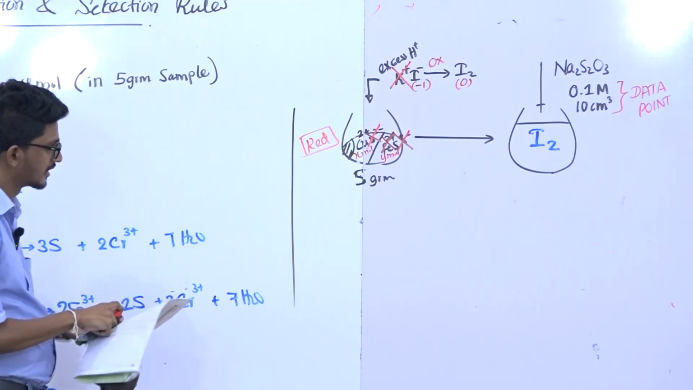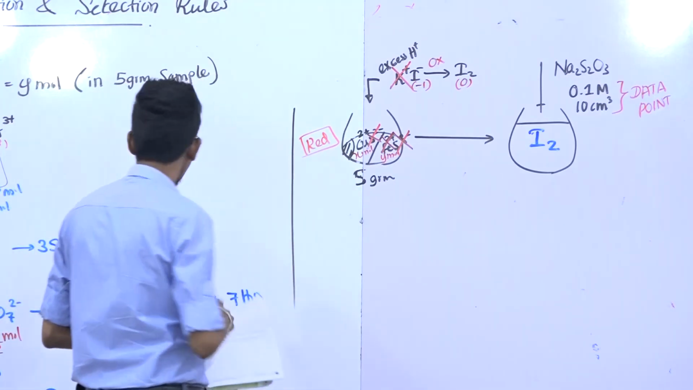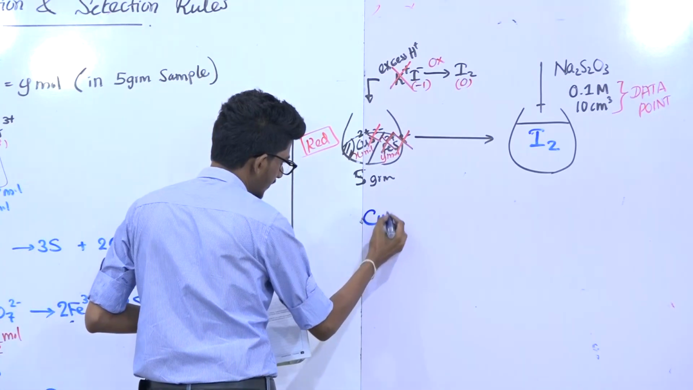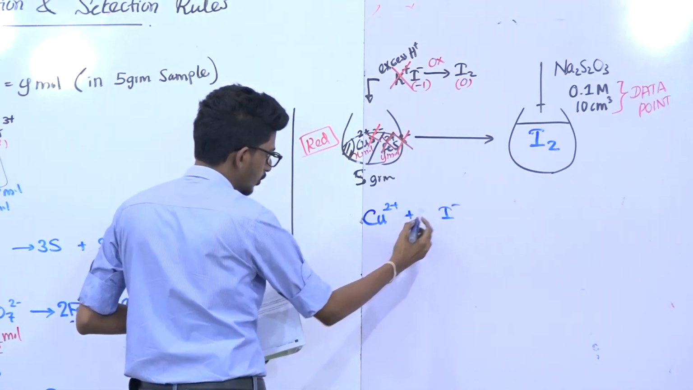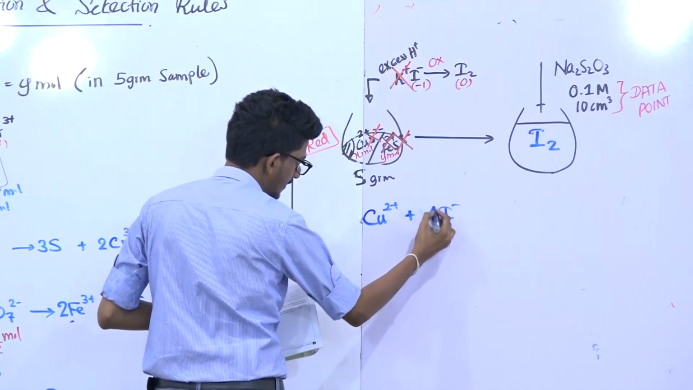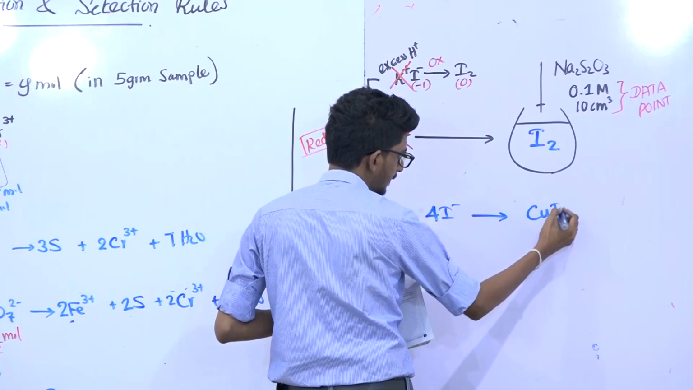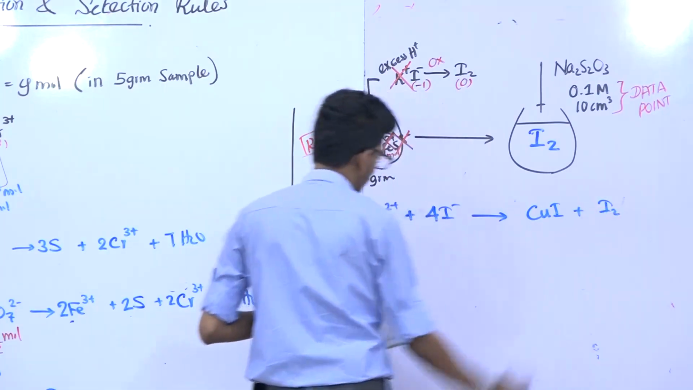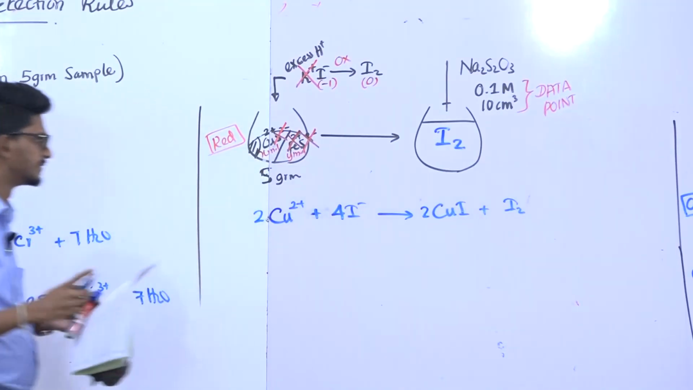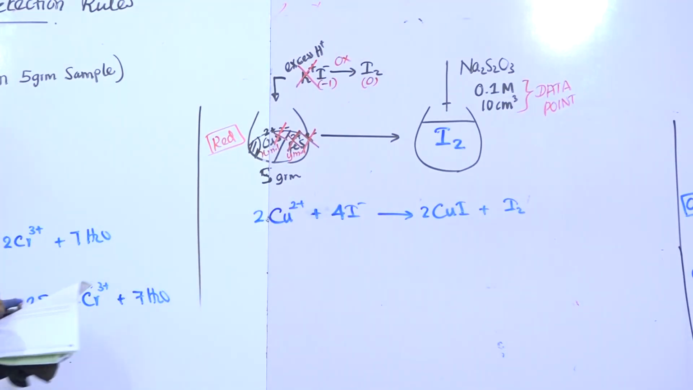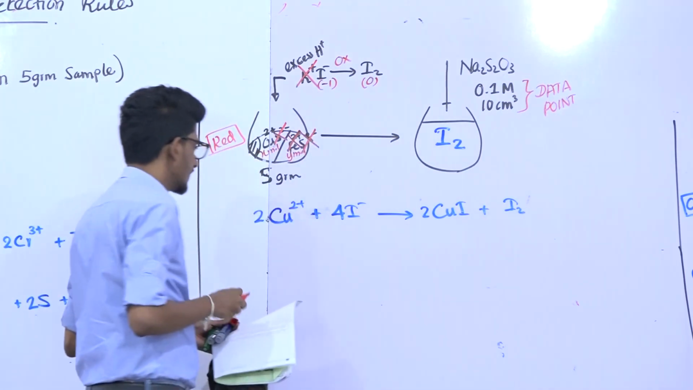Let's write the reaction. Copper 2 plus reacting with I minus. We know this is a specific reaction: it reacts with 4 of I minus to produce CuI and I2. So we can balance this, with 2 needed here and 2 here, and with that we can relate some of the stuff.